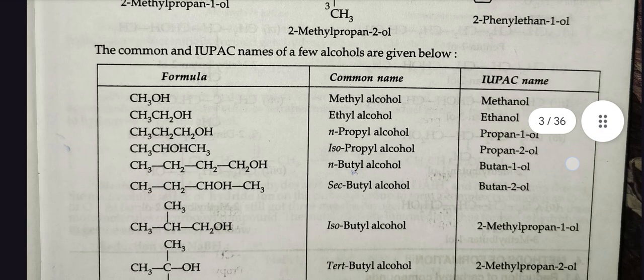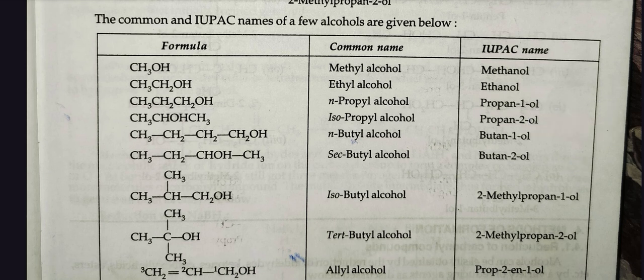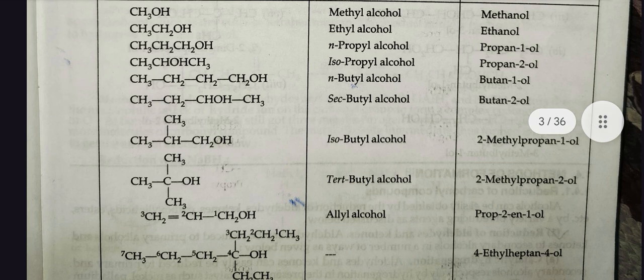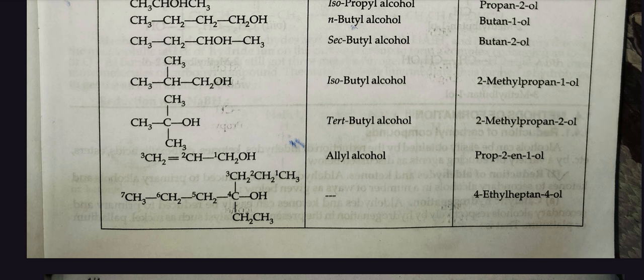Some common and IUPAC names of the compounds are: methyl alcohol, methanol; ethyl alcohol, ethanol; propyl alcohol, propan-1-ol; isopropyl alcohol, propan-2-ol; butyl alcohol, butan-1-ol; secondary butyl alcohol, butan-2-ol; isobutyl alcohol, 2-methylpropan-1-ol; tertiary butyl alcohol, 2-methylpropan-2-ol; allyl alcohol, prop-2-en-1-ol. Other compounds have only the IUPAC name, for example ethylheptan-1-ol.